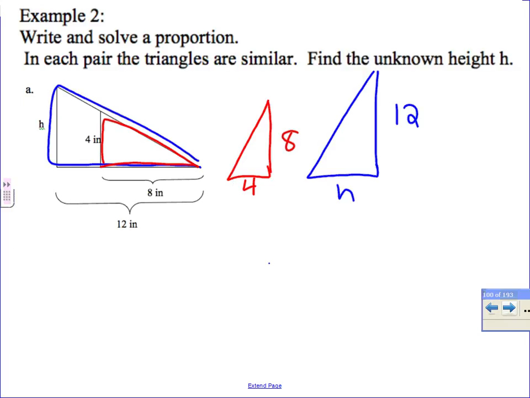Okay, but let's not simplify yet, but yes, that works. What you said is correct. So 8 over 4 equals 12 over h is 1. Matt simplified this to 2 over 1. That works as well. Jeremy?